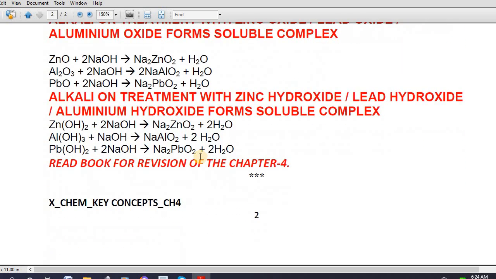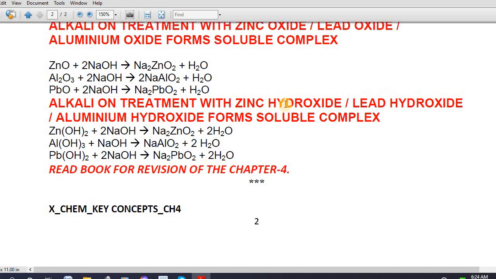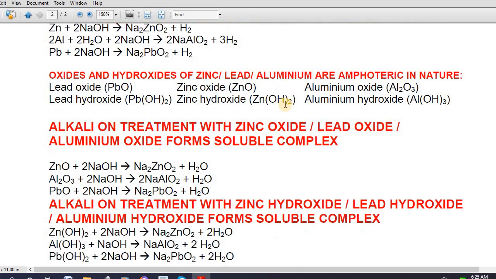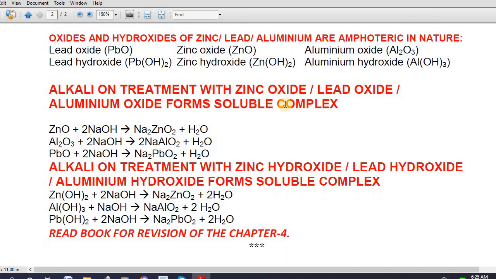And next is alkali on treatment with zinc hydroxide, lead hydroxide. Now hydroxide is there. Previously we talked about metal, then metal oxide, and the third is metal hydroxide. Here zinc hydroxide on treatment with NaOH forms Na2ZnO2 plus water. Only the quantity of water is doubled now. Aluminium hydroxide gives rise to sodium metaaluminate plus water, Pb(OH)2 plus NaOH gives sodium plumbite plus water. So this is all about the analytical chemistry.